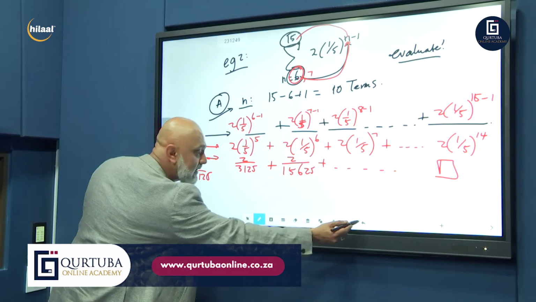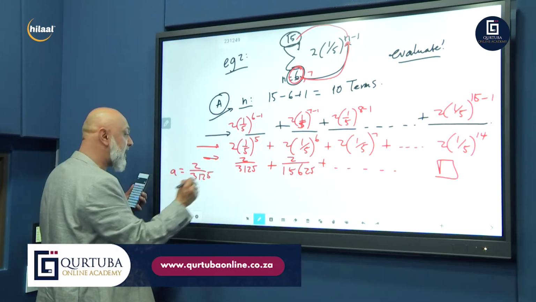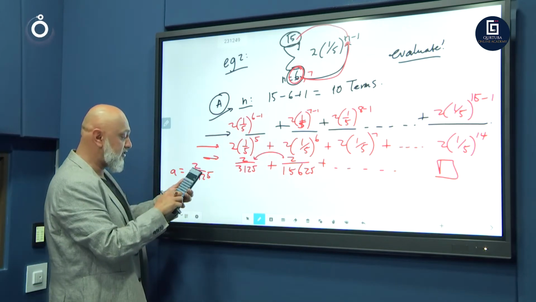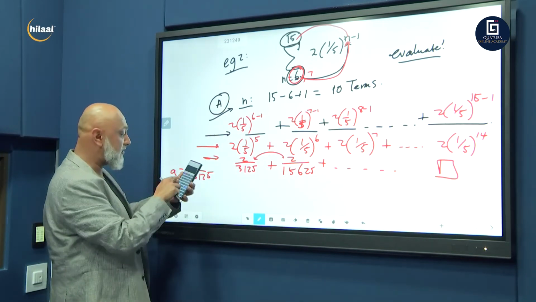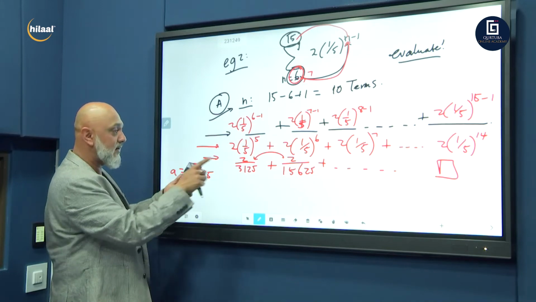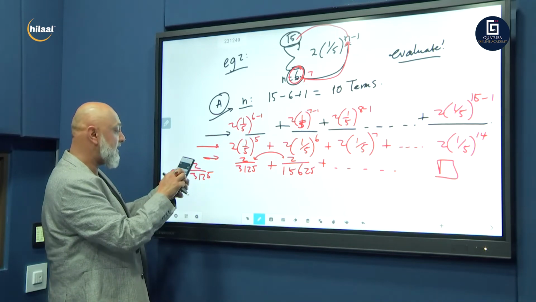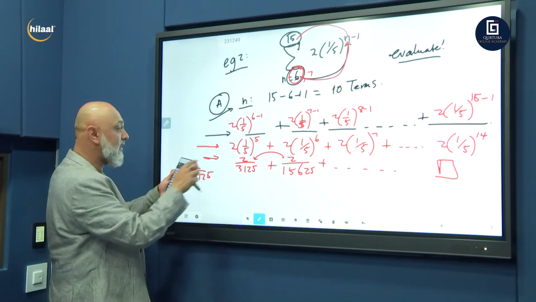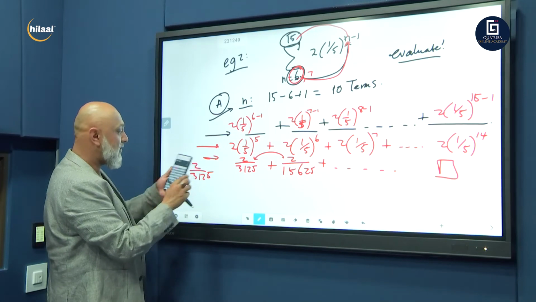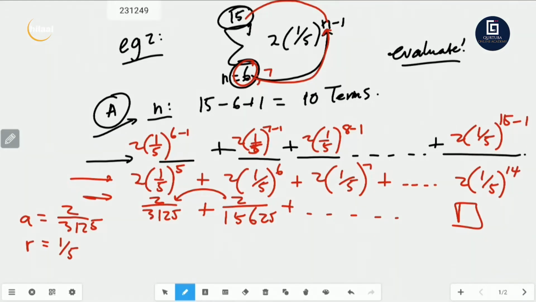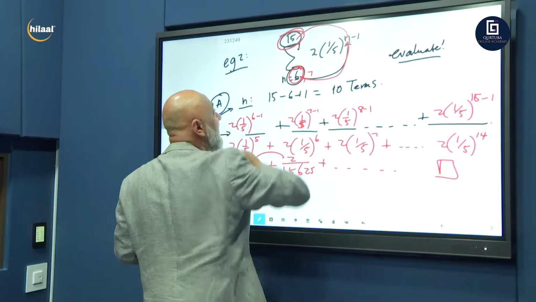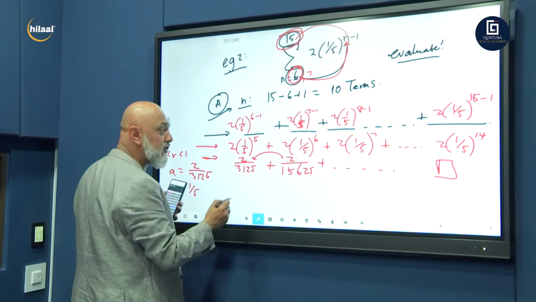Let me just go back there. 3,125. What is my R? My R is that divided by that. So let's go. And I'm sure it's going to be 1 over 5. Let's check. 2 over 15,625 divided by 2 over 3,125 is 1 over 5. And R is less than 1 but greater than minus 1. And is it finite or is it infinite? It's finite. It ends.